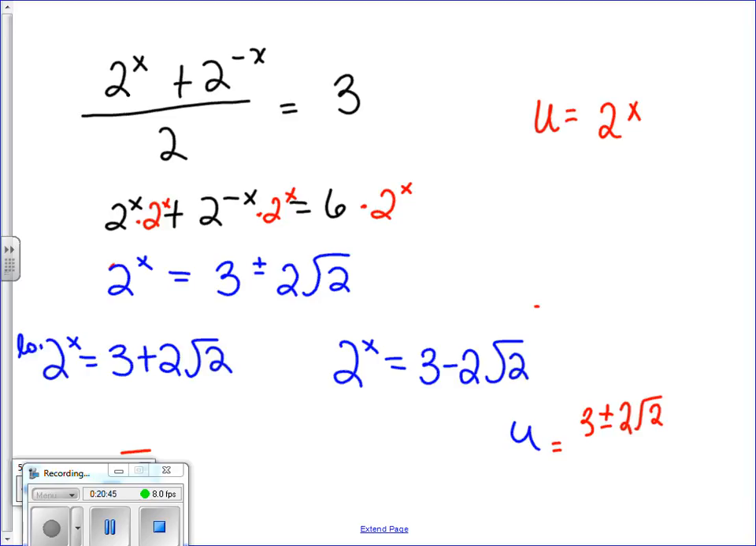We'll just take the log of both sides. And x equals log of 3 plus 2 square root of 2 over the log of 2. And same thing over here.